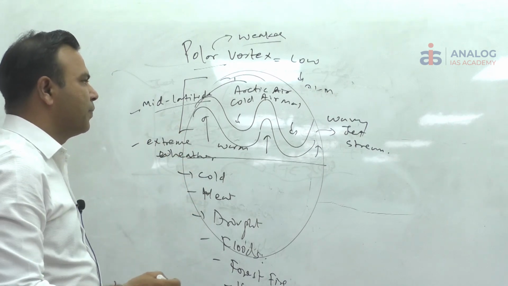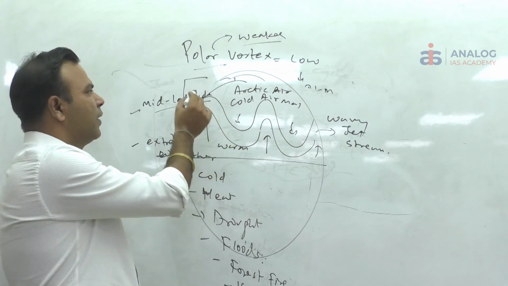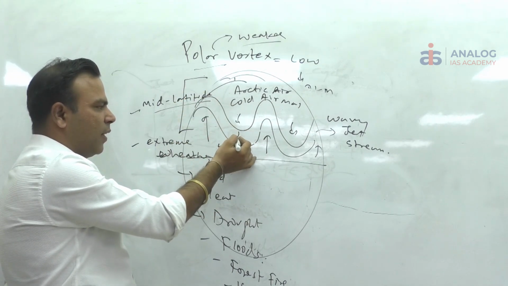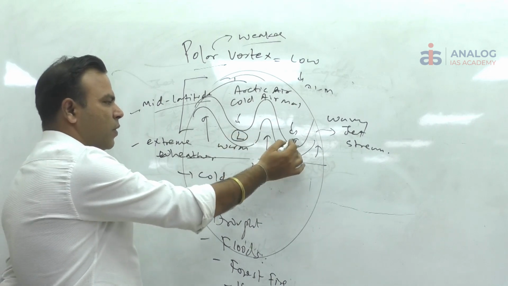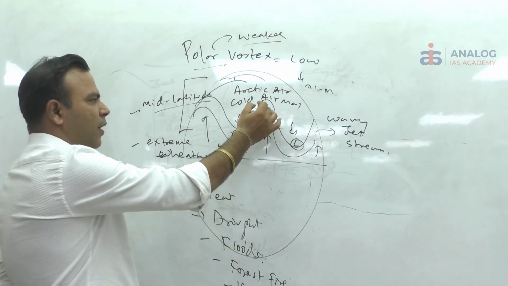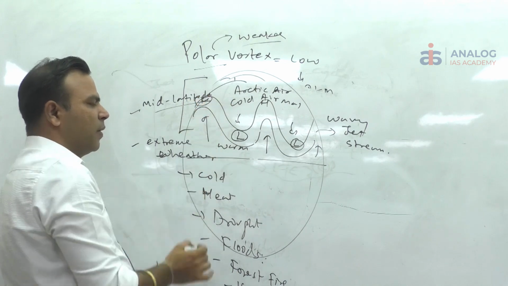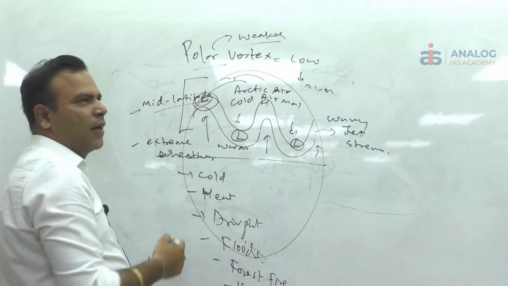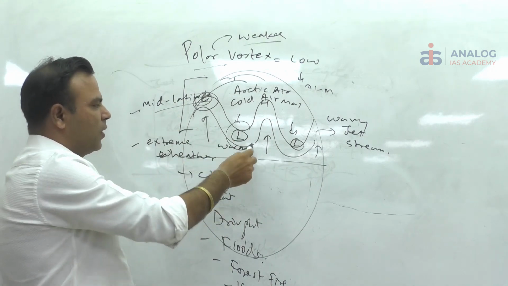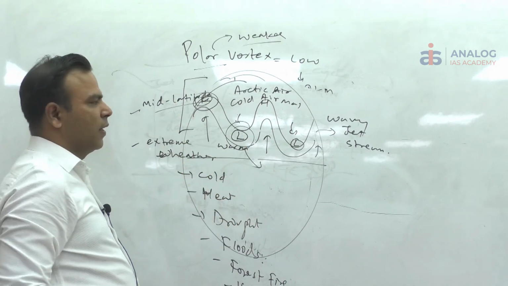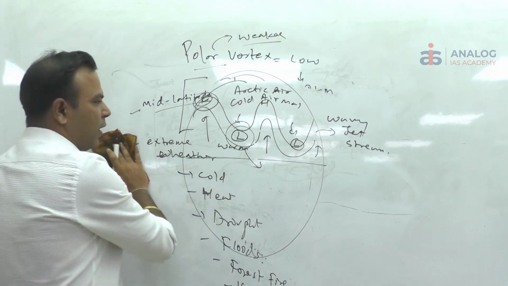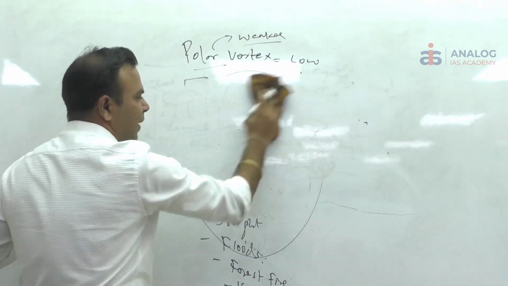The question is how? In case of the weaker polar vortex, when the cold air mass is here, it is creating a low pressure center or cyclonic condition. Here it is creating a high pressure system. As a result of high pressure here, anticyclonic conditions are maintained. Because of low pressure here, cyclonic conditions are maintained. And this frequent occurrence of cyclones and anticyclones causes weather disturbance.